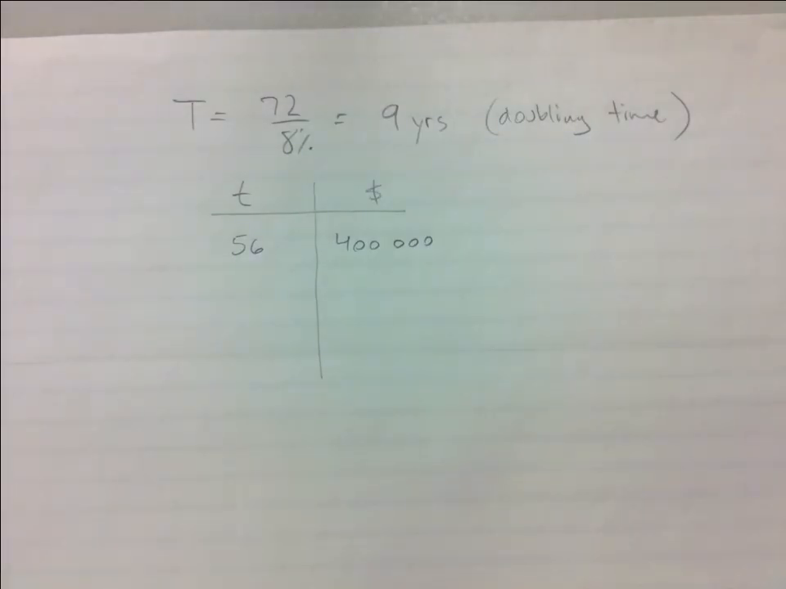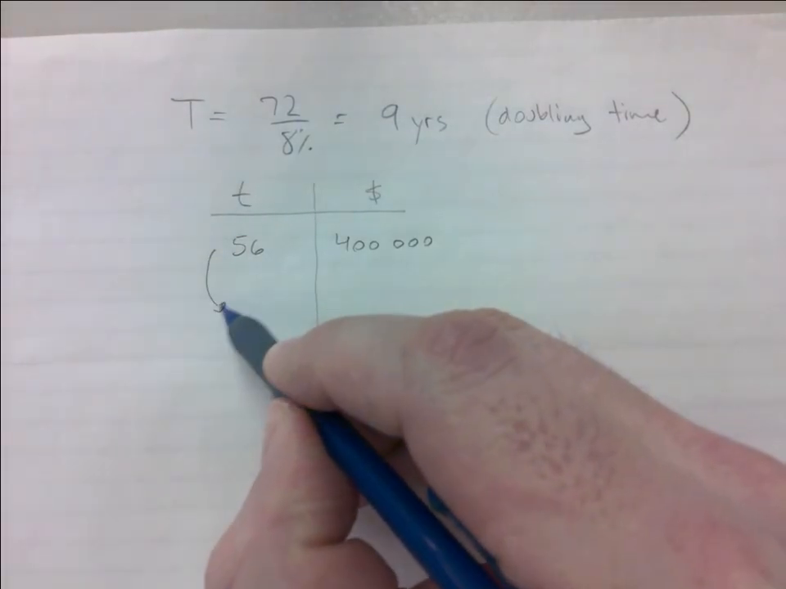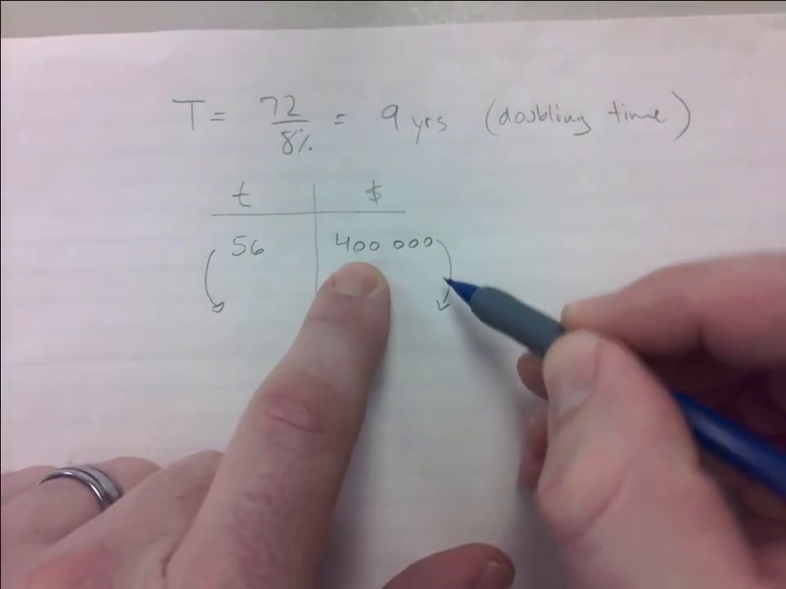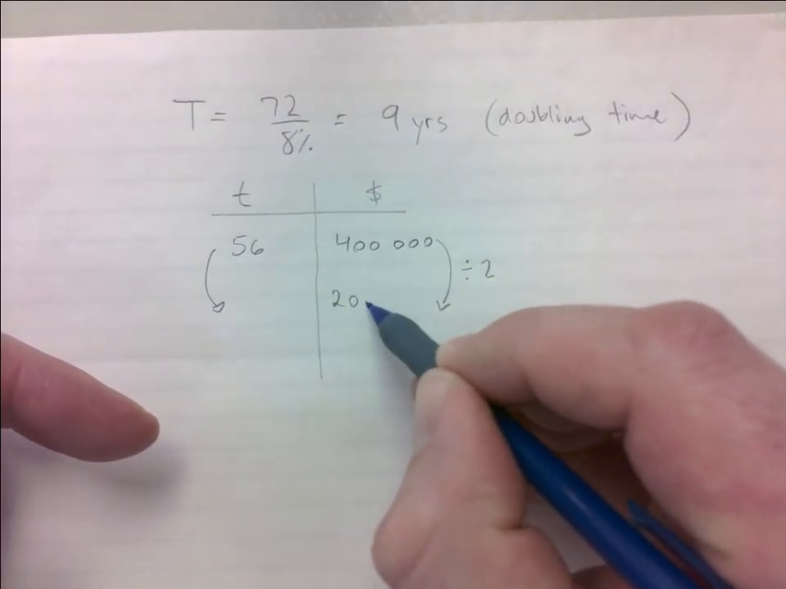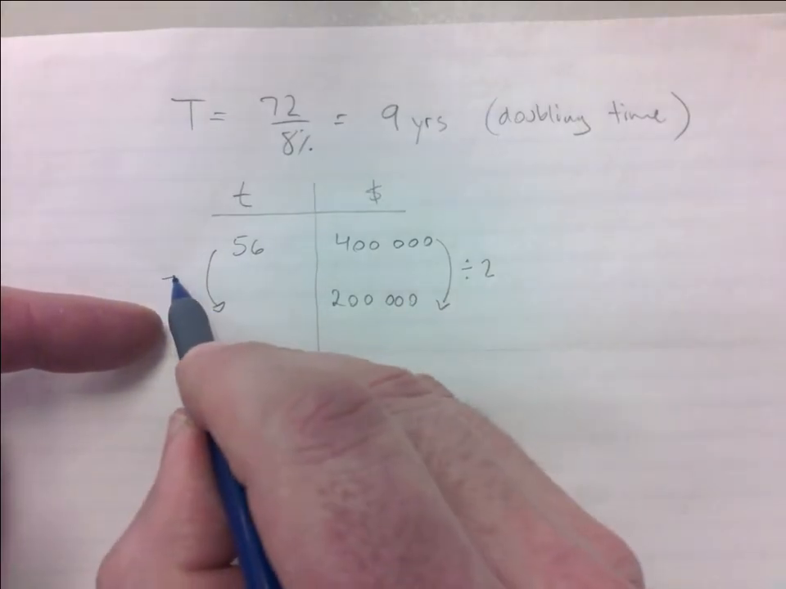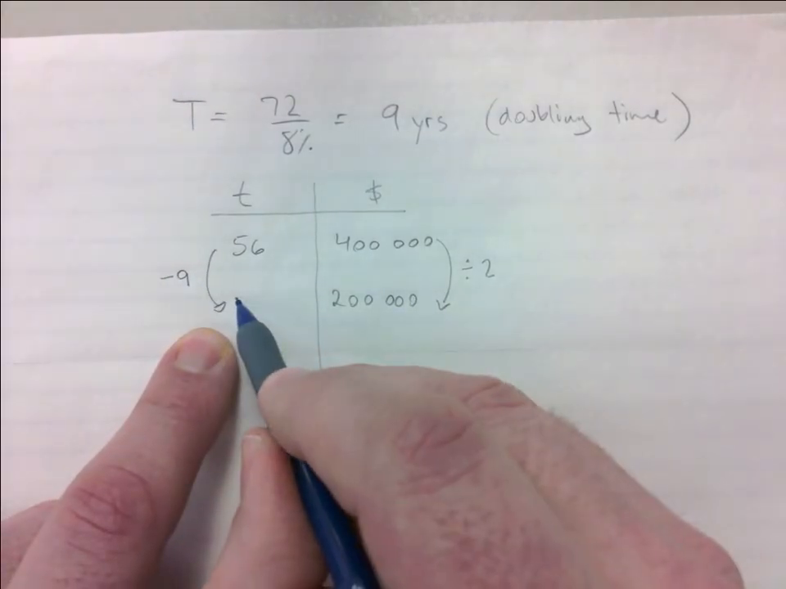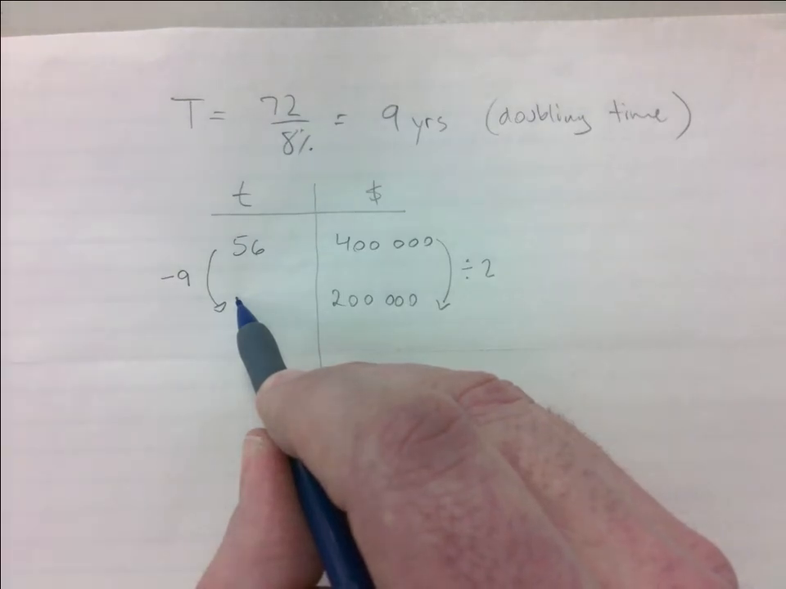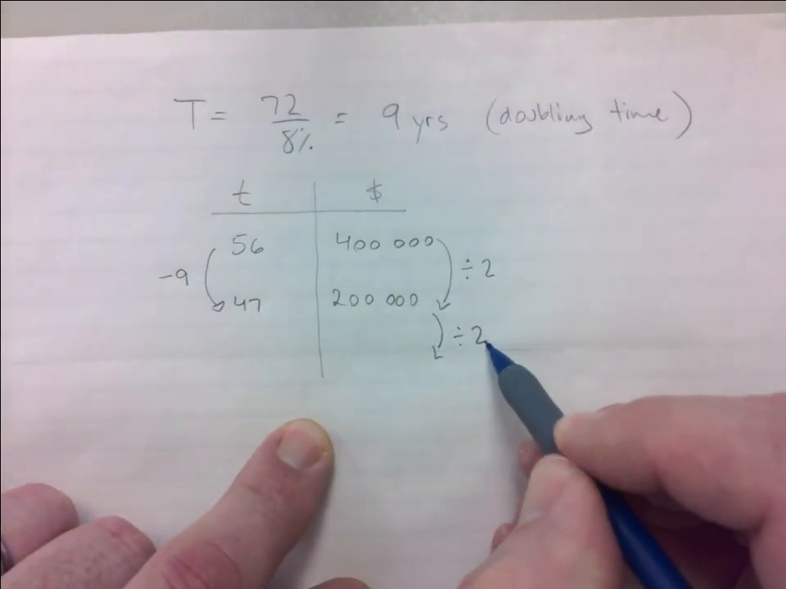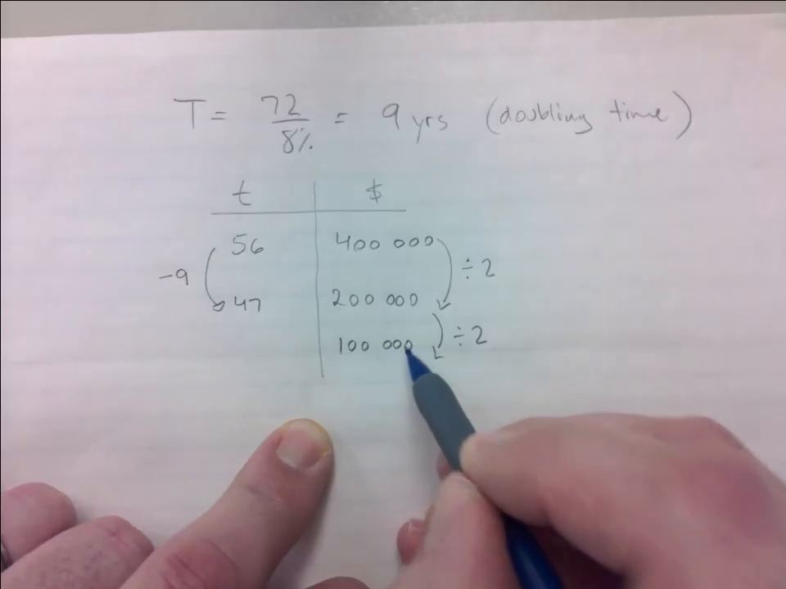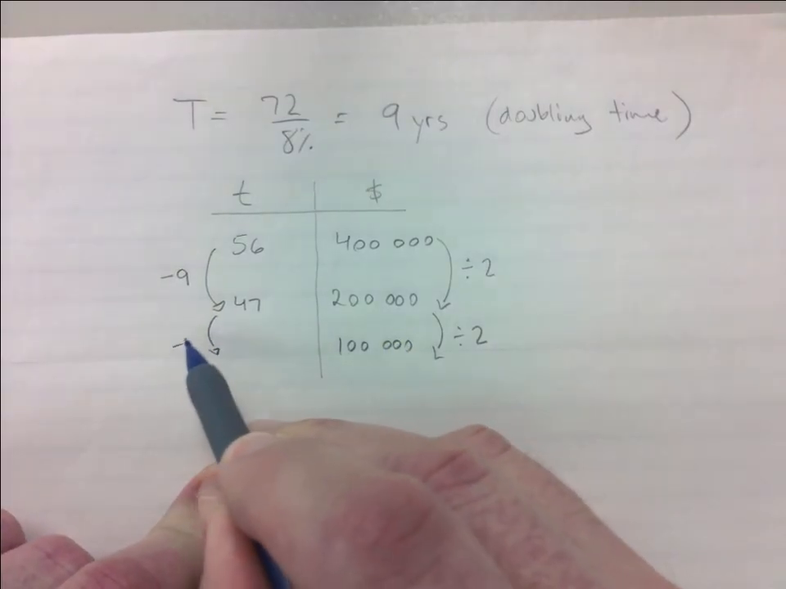So you know how usually we started at 18 or when we were younger, and then we just added time, right, to go into the future? Now I'm going to do the exact opposite. So what's going to happen to the money if I go back in time? I divide by 2, so I'm at 200,000, take away 9, right? What are we at there, 47? 47, okay? Then you got to keep going, divide it by 2, that's 100,000. That will take me back 9 years.